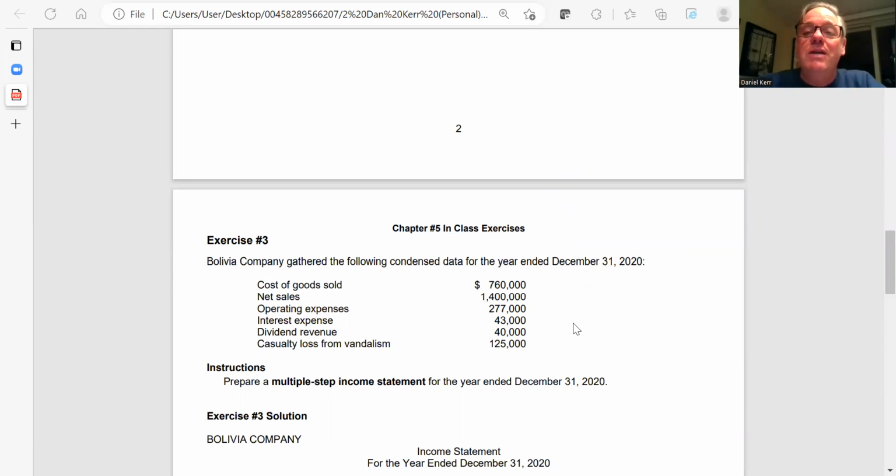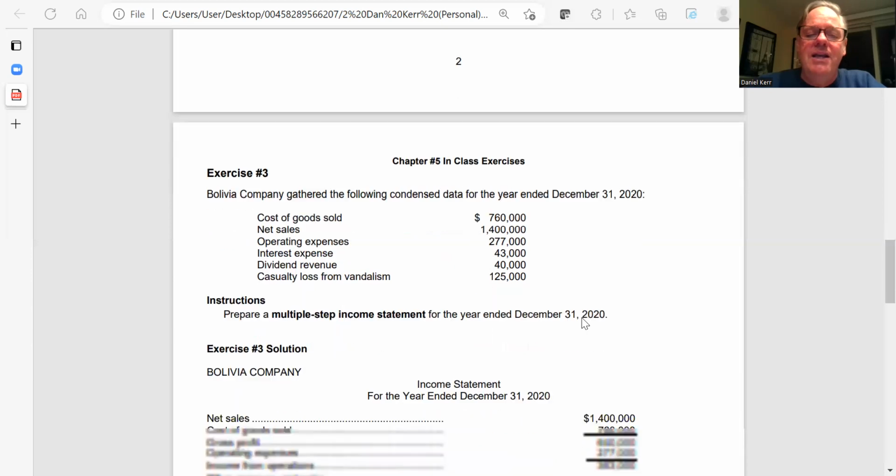So when you're asked to do a multiple step income statement, get a mental picture of what it's going to look like before you attempt to do it. So we know we're going to have sales. We know we're going to have to subtract out cost of goods sold. That's going to give us gross profit. That's going to give us income from operations. Then we have to consider the other items of revenue and expense, and then we'll get net income.